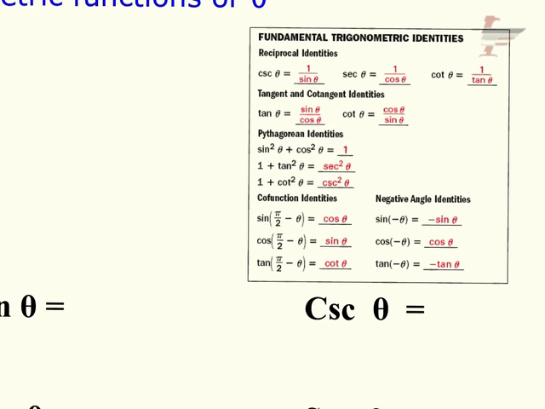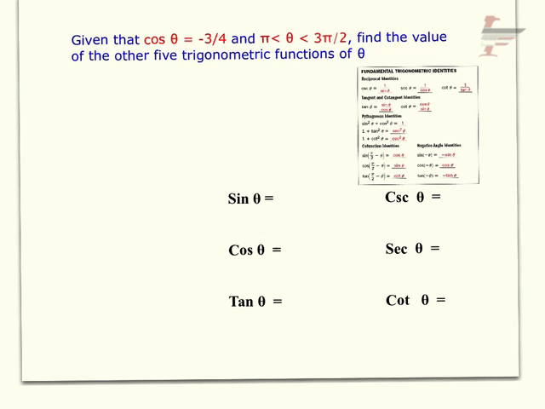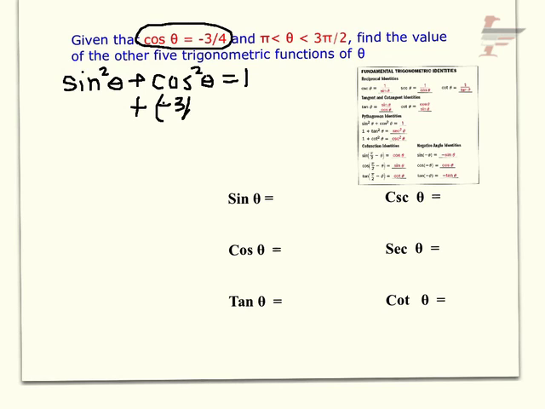I just wanted to make sure you understood where I was getting this. And again, quite honestly, this isn't the easiest route. But if I do sine squared theta plus cosine squared theta equals 1, because that's an identity, well, I know that cosine theta equals -3/4, so that's really going to be -3/4 squared in place of cosine squared. And sine squared theta I can solve for.